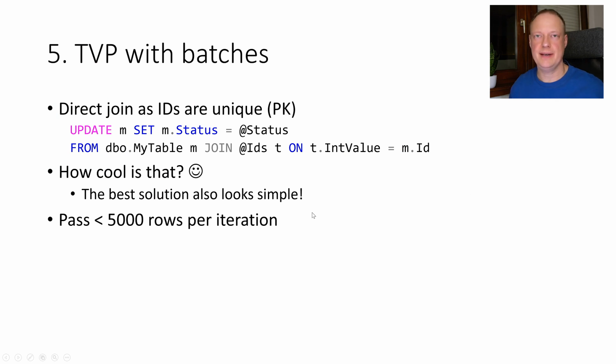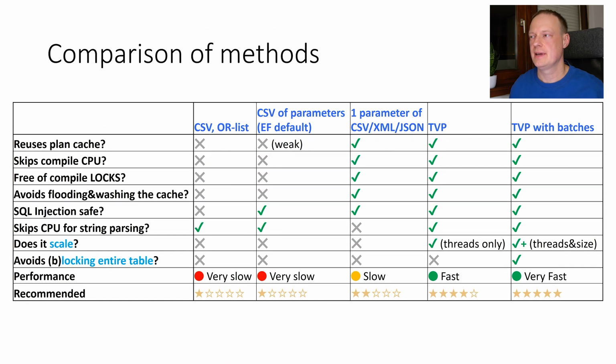We need to pass up to 5,000 rows per execution, and we loop until we finish. Let's see the full comparison of methods. TVP with batches has all the benefits, but it also doesn't lock the entire table. We don't have that lock escalation issue anymore because we are below this threshold in a single command, in a batch, and we never lock the entire table.